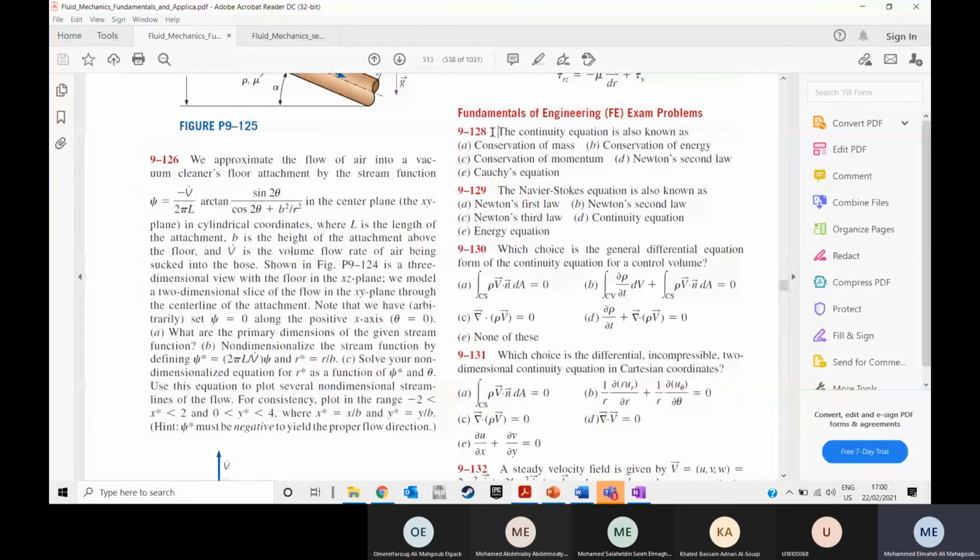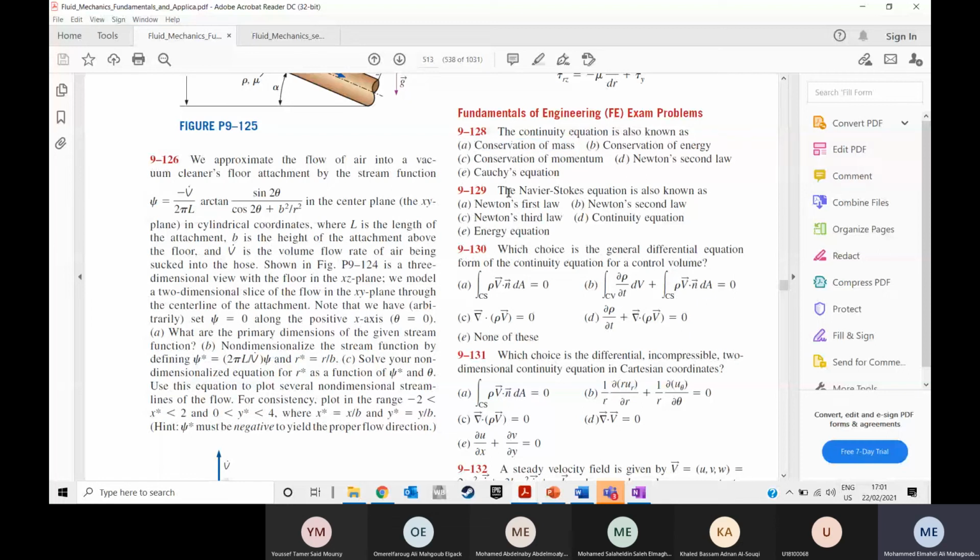The continuity equation is also known as, what's the continuity equation? The conservation of mass, the conservation of energy, the conservation of momentum, Newton's second law, Cauchy's equation. The continuity equation is the conservation of mass, right? Like Mohamed Salah said at first. Conservation of mass, continuity equation. It's coming from the conservation of mass.